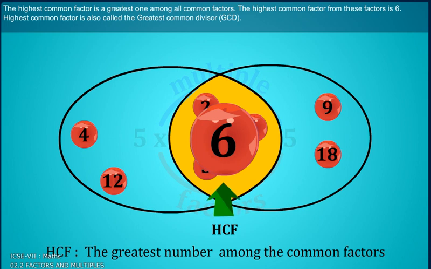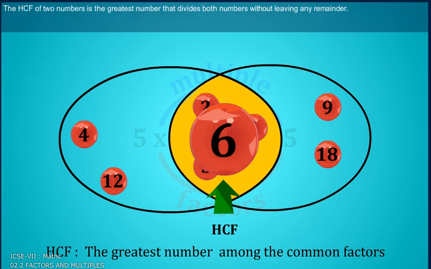Highest common factor is also called the greatest common divisor, GCD. The HCF of two numbers is the greatest number that divides both numbers without leaving any remainder.